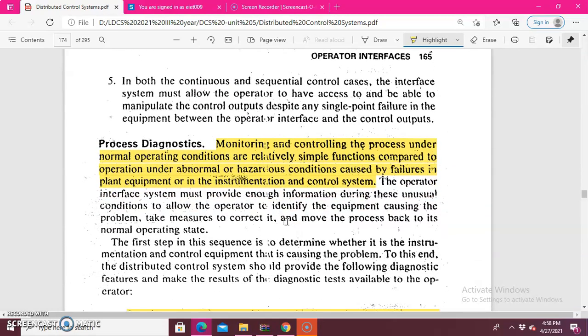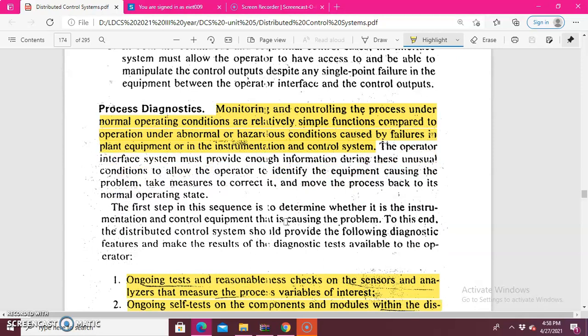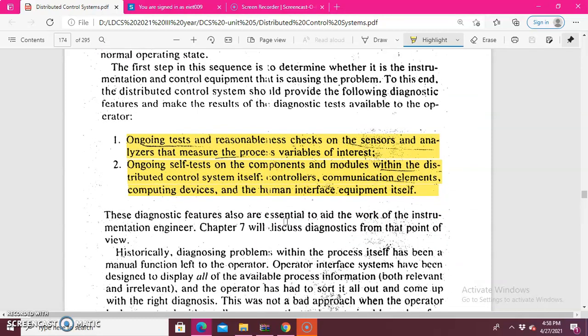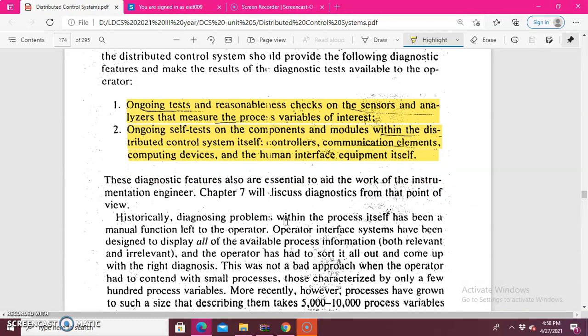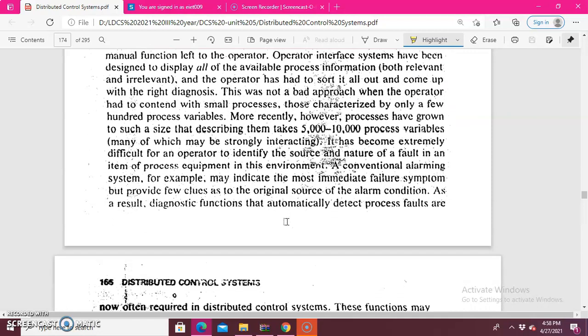The next one is about diagnostics, which is nothing but monitoring and controlling the process under operating conditions. So what are all the tests we have? Ongoing test, then ongoing self-test. Ongoing test means if any problem comes up on the sensor and the analyzer part. Self-test is nothing but within the system, the controller or the computing device. These things are called diagnostics.